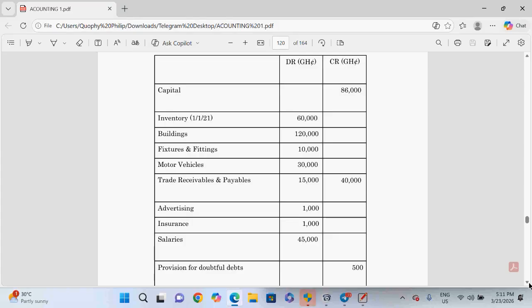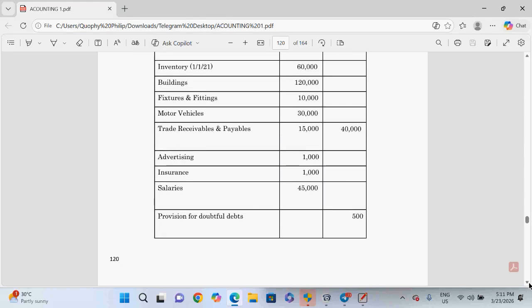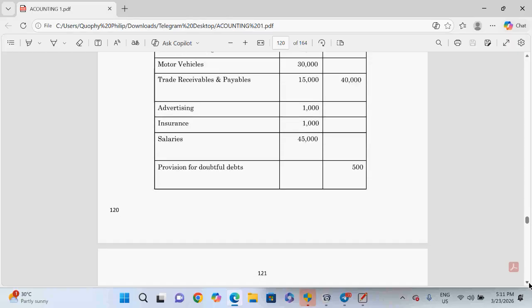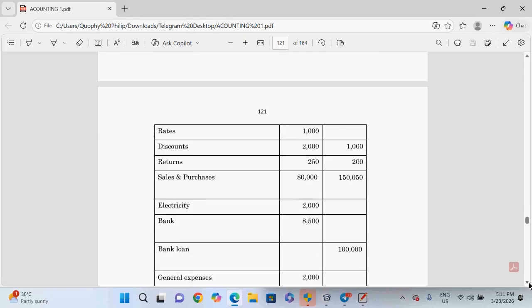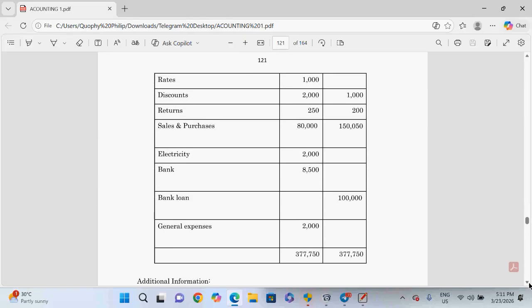Advertising, debit. Insurance, debit. Salaries, debit. Provisions for doubtful debt at the credit side. Rates, debit. Discounts, both debit and credit side. Returns, both debit and credit side. Sales and purchases, credit and debit side. Electricity, debit. Bank, debit. Bank loan, credit. General expense at the credit side. And then we have the total there.